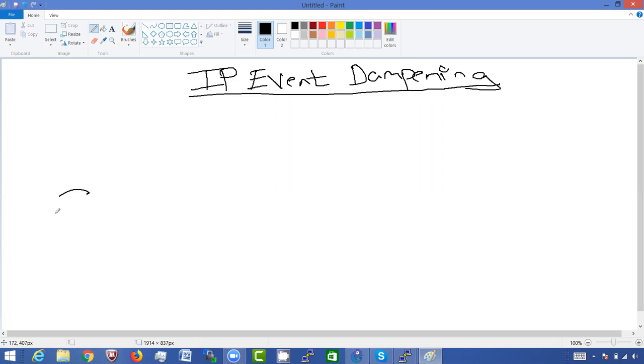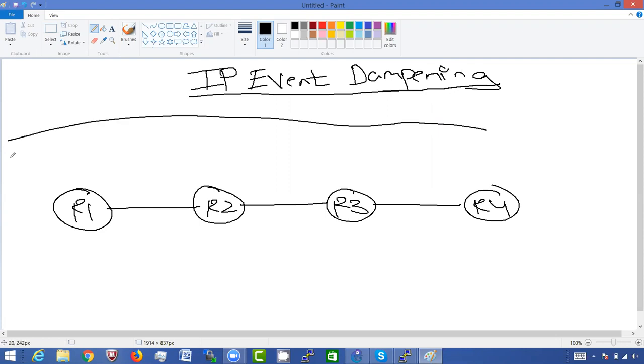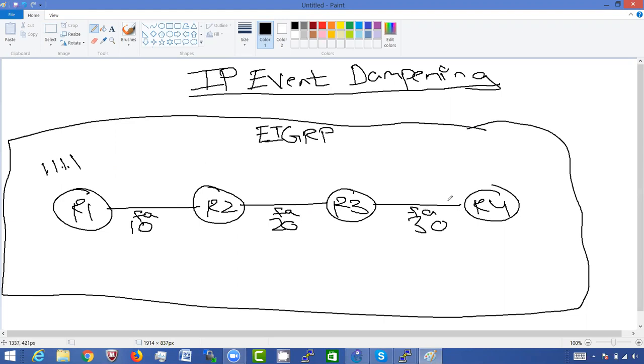Let's assume there are four routers connected. R1 is connected with R2, R2 is connected with R3, R3 is connected with R4. On this entire domain, we are running, let's say, EIGRP. Here the network is 10, here the network is 20, here the network is 30. On R1, there is a network 1.1.1.1. All the links are Fast Ethernet.